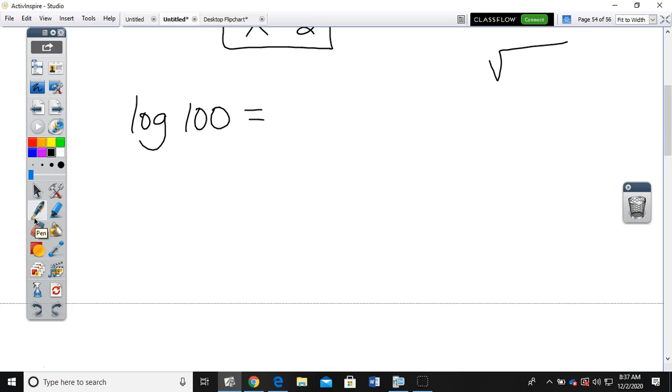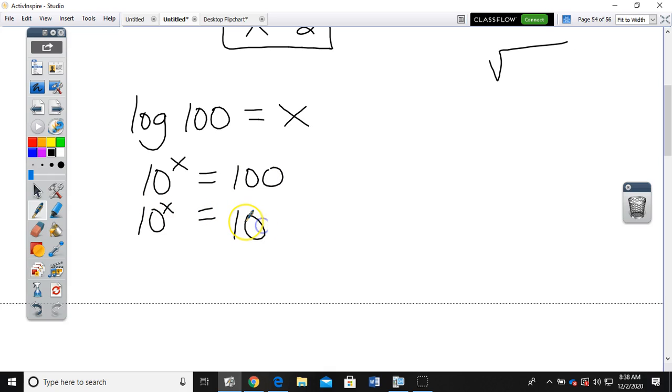Okay? So, to kind of help you out, I would set this equal to x. All right? What's my base? 10. I'm going to change it to exponent form. 10 to the x power has to equal what? 100. We get these bases the same. 100 would be 10 to what power? 2. 10 squared is 100, right? Okay, so x has to equal 2.